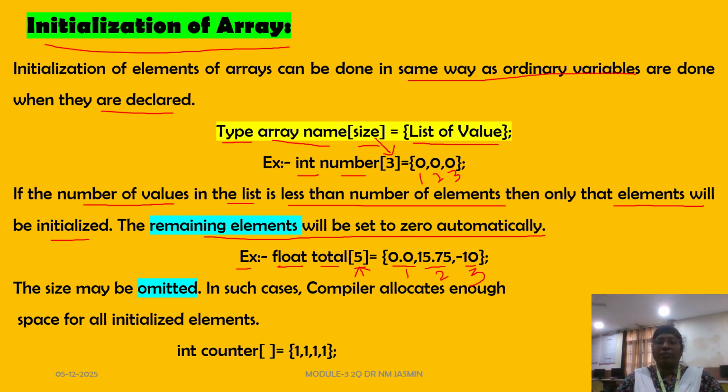Got it? So whenever the case is like this, as it should have 5 elements but it is only having 3 elements, the remaining elements will be set to 0 automatically. So 3 is the location, and in the 4th location you will get a 0 element, and in the 5th location also you will get a 0 element, and after that you have to close the brackets and end the statement with a semicolon. Got it?